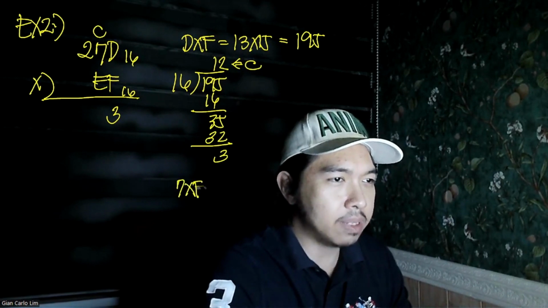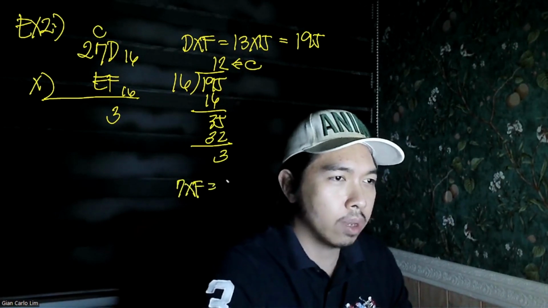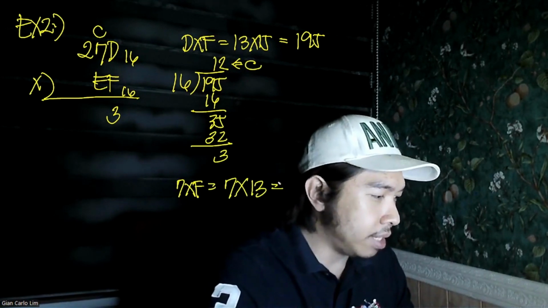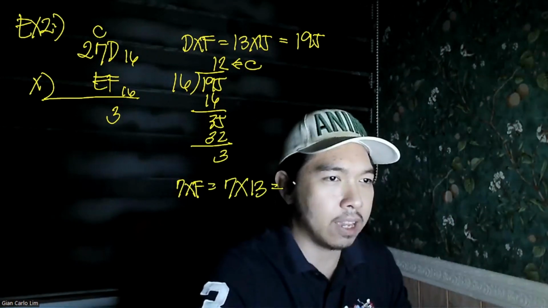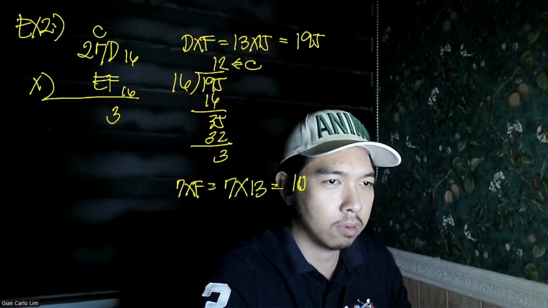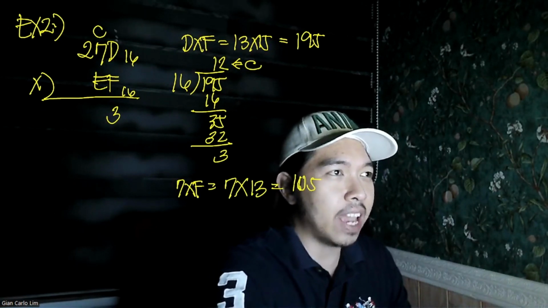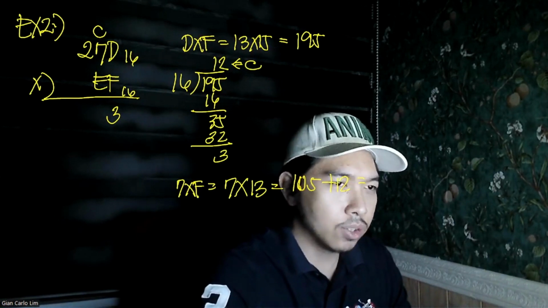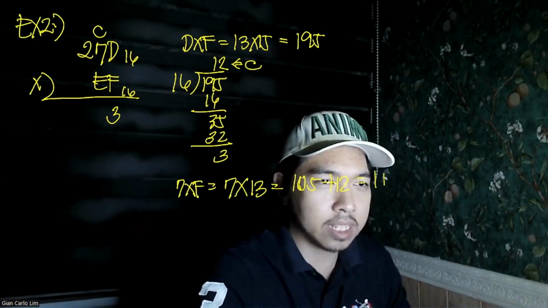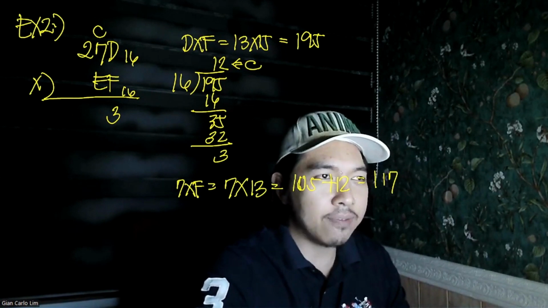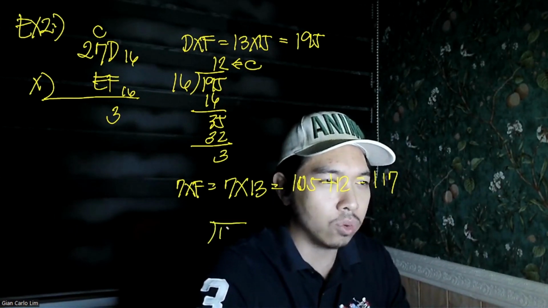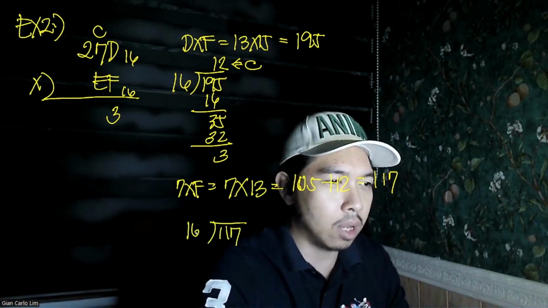So 7 times F is equal to 7 times 13. And 7 times 13 is equal to 105. 105 carry C. So C is equal to 12. So that would be equal to 117. 117 is greater than 16. So we need to reduce that and convert that to its hexadecimal counterpart.